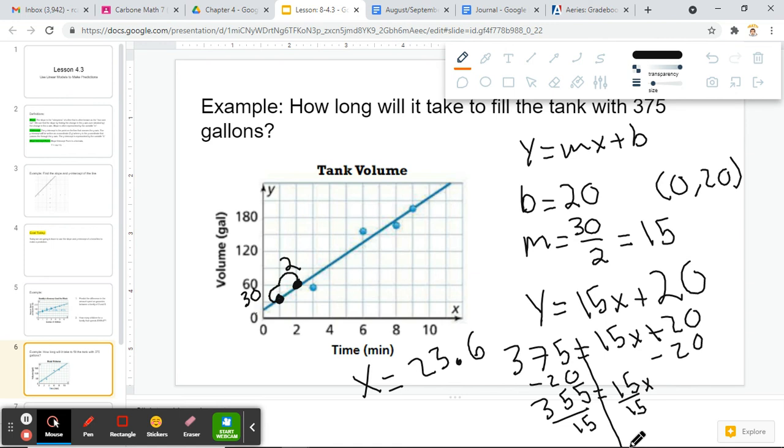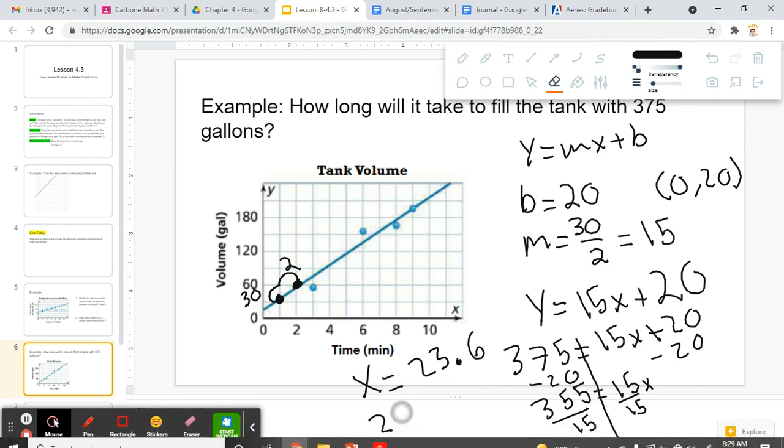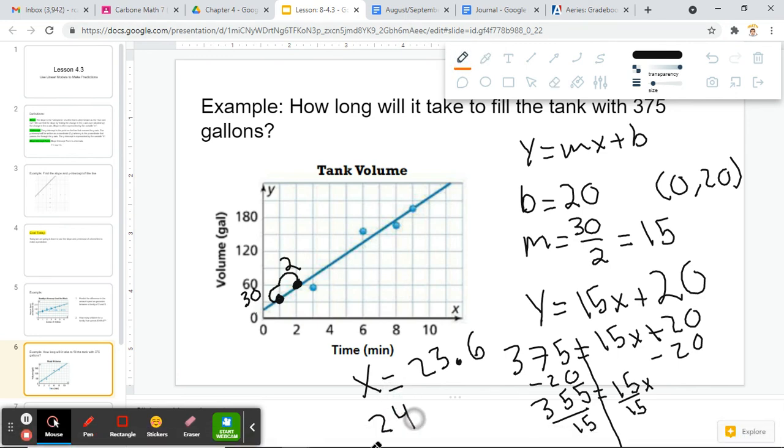All right, so what does that mean here? It means it's going to take about 23 and a half minutes for it to fill up with 375 gallons of water. So it's going to take about 23 minutes, maybe 24 minutes if you want to round. We'll round up to 24. So it's going to take 24 minutes to fill up with water.